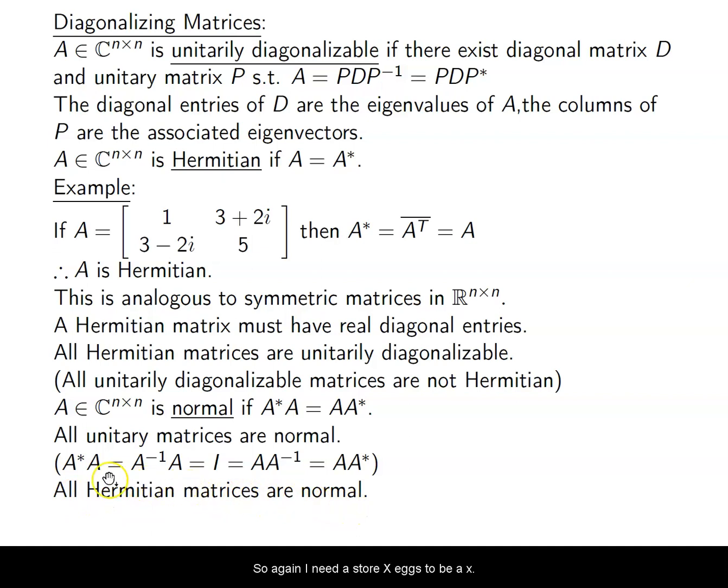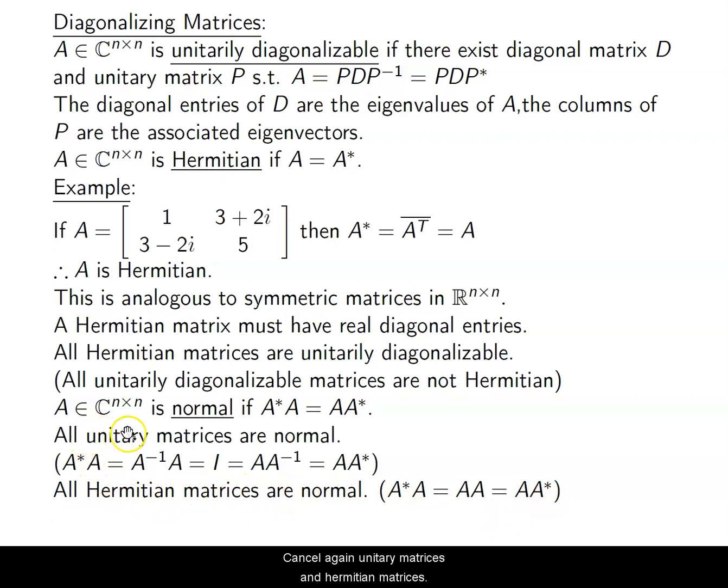Okay. So again, I need A star times A to be A times A star. So A star times A, for a Hermitian, A and A star are the same. So A star A is the same as A times A, which is the same as A times A star, because A and A star are the same. So all Hermitian matrices are going to be normal.